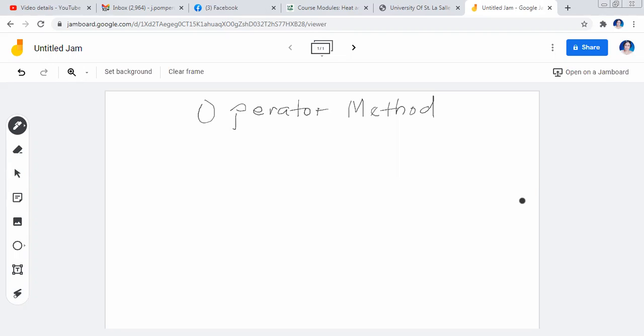Now, how do we use this particular method in determining the solution of non-homogeneous differential equations? So, for you to be able to understand it, I'd like to go straight to a particular example.